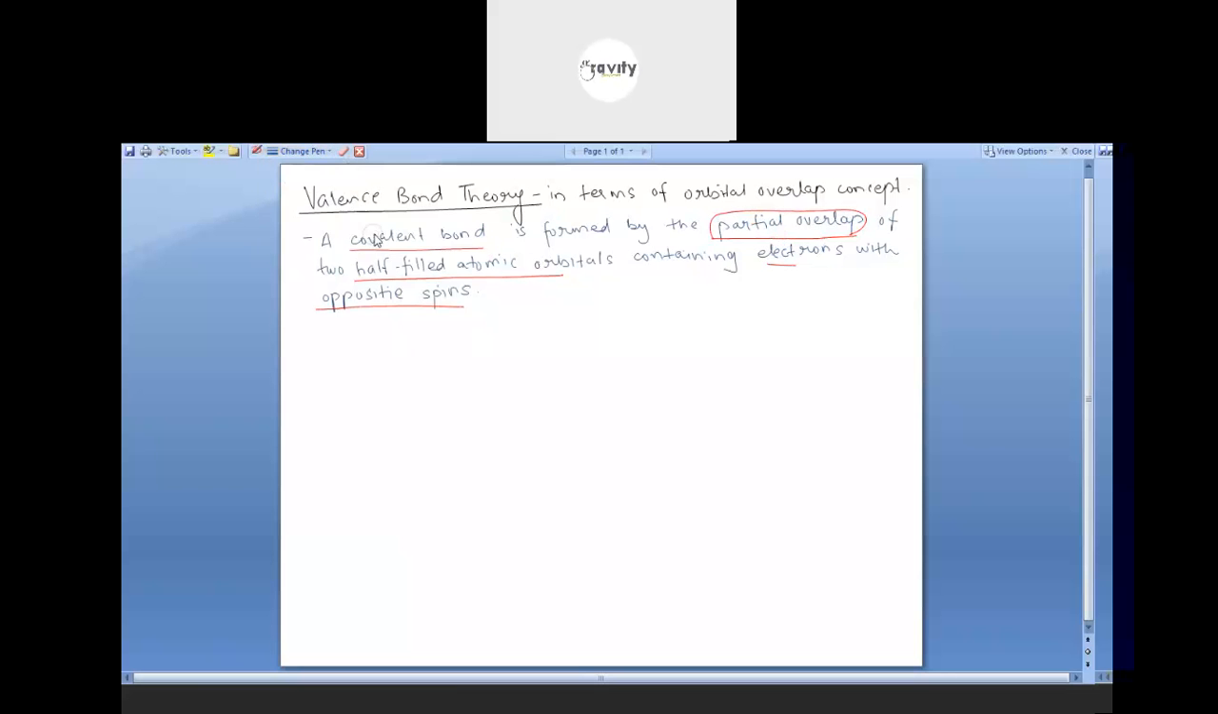Let's consider this concept with the help of an example. The first example is formation of hydrogen molecule, H2. Now, as we know, the configuration of hydrogen is 1s1, that is, it has a single electron in its s orbital. The second hydrogen will also have the same configuration, but we'll take the opposite spin here.